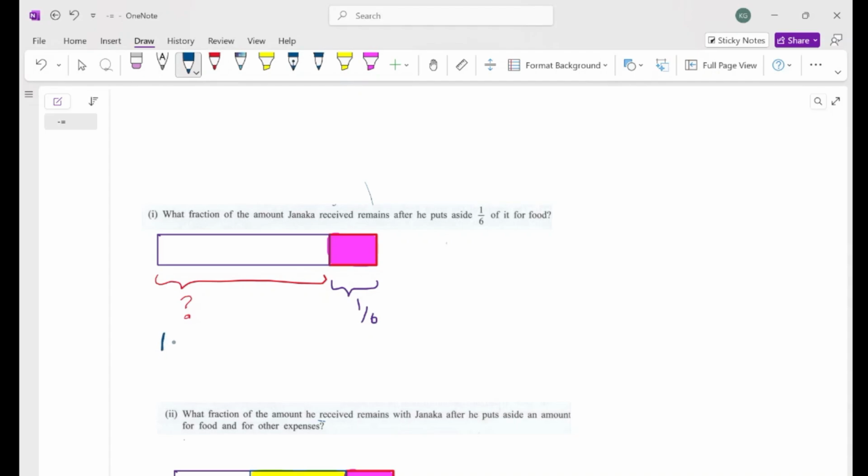At the beginning we have a 1 whole. From this we deduct a 1/6. To deduct a fraction we have to convert everything into a fraction. So this would be 6 out of 6 minus 1 out of 6. 6 minus 1 gives me a 5 and the common denominator is 6. So the fraction of the amount Janaka received that remains after he puts 1/6 for food is 5 out of 6. So we have now found the remaining fraction after putting money for food is 5 out of 6.